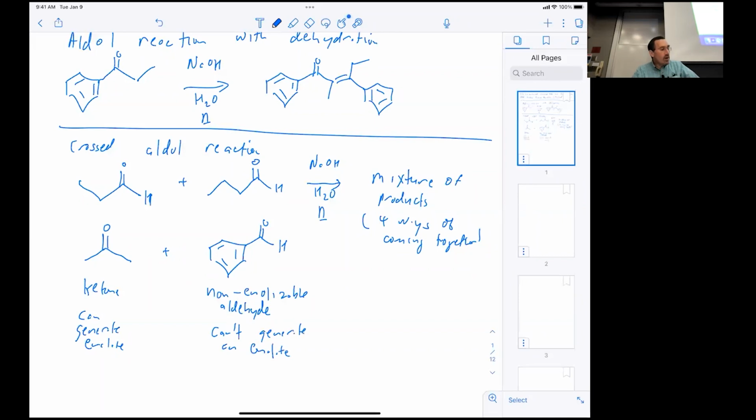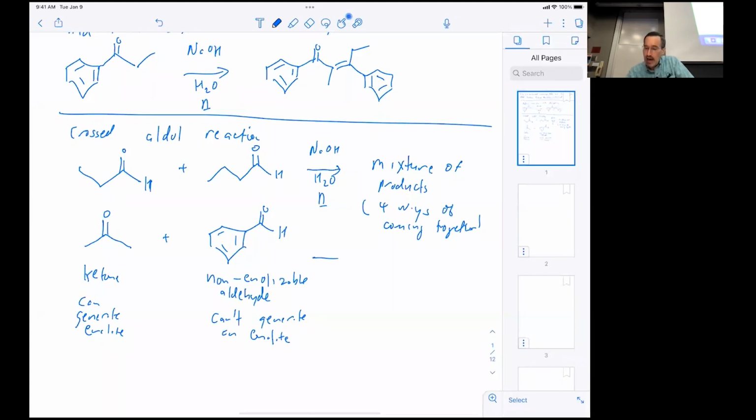And the situation's even a little bit more cut and dried than that. Ketones are less electrophilic than aldehydes. So if we generate a ketone enolate and it has a choice, it's going to react with the aldehyde. In other words, benzaldehyde is going to react far faster with acetone enolate than is acetone. And so we actually will get a single product out of this reaction.